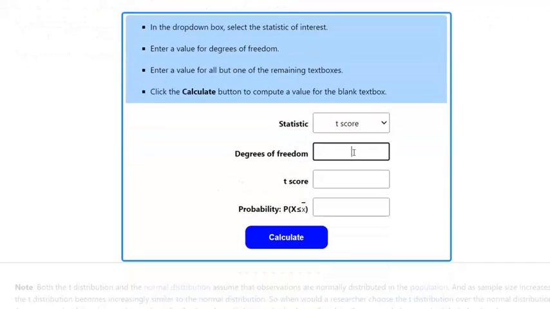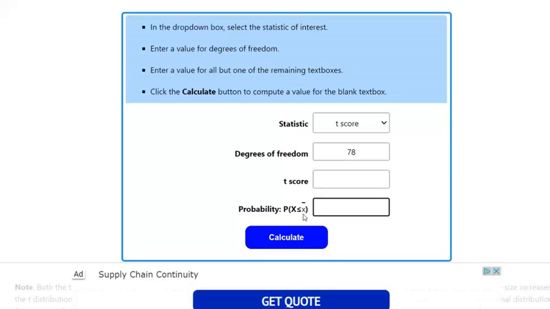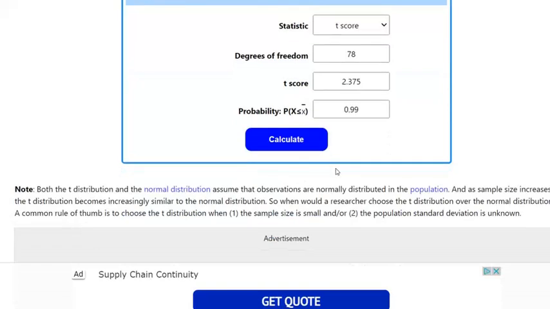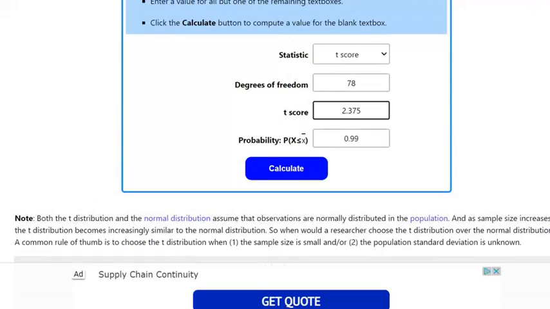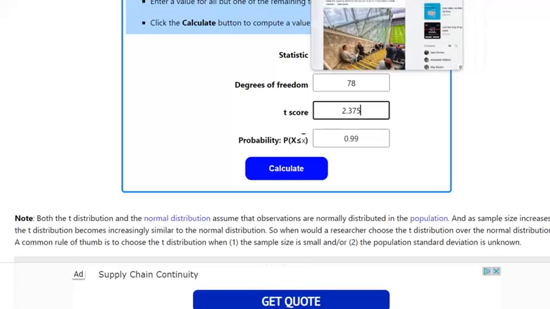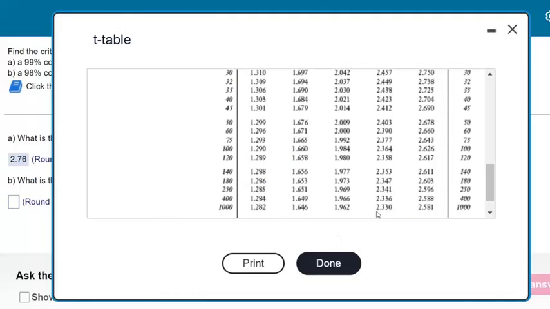We want 78 for degrees of freedom. The probability is, okay, so this is that x is less than or equal to your value. So I would want to use 0.99. That will give me 1% for the right tail. Okay, so you could use a different calculator, one that lets you use 2, but I got 2.38 when it rounds. So 2.38, which is what we would have got if we used the closer one.